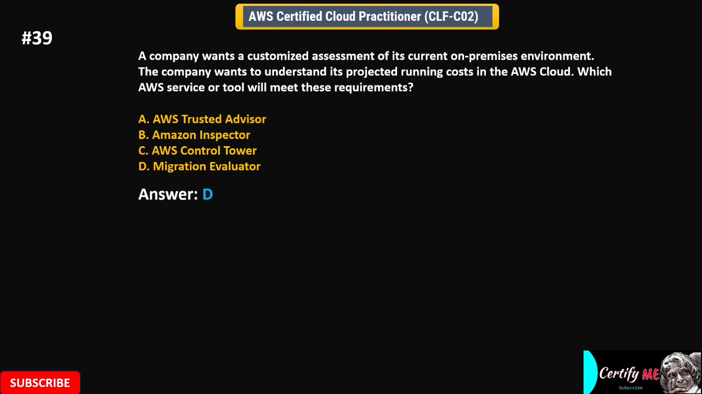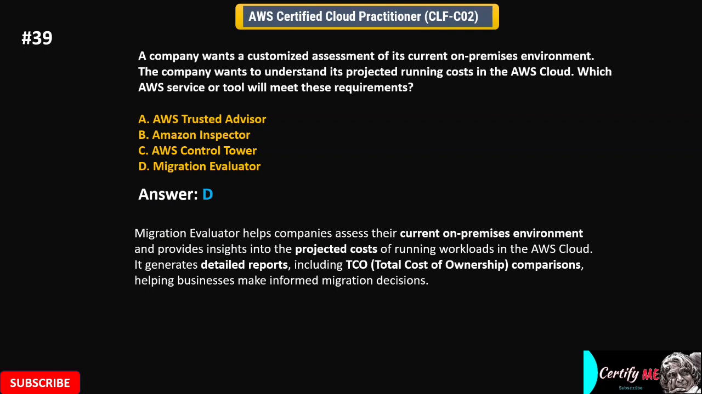Option D, Migration Evaluator. Migration Evaluator helps companies assess their current on-premises environment and provides insights into the projected costs of running workloads in the AWS cloud. It generates detailed reports including total cost of ownership comparisons, helping businesses make informed migration decisions. Next question.